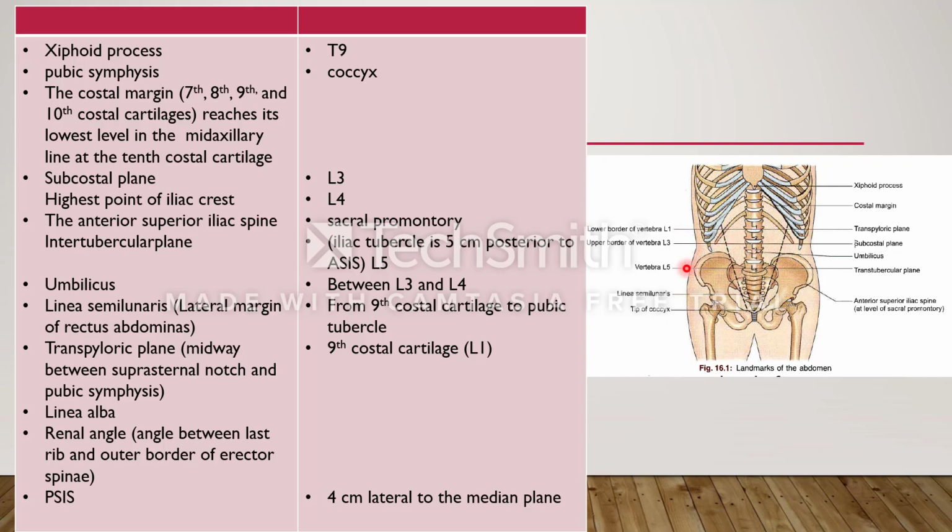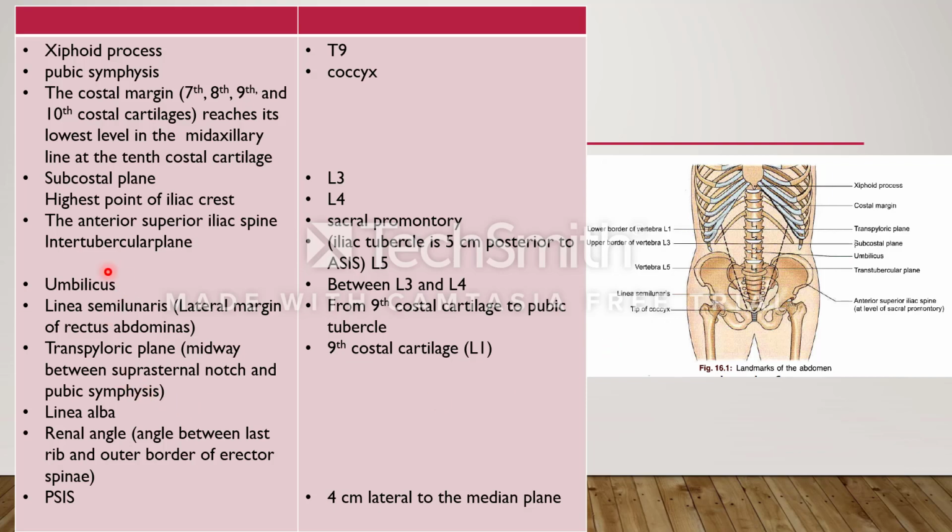Then this is the iliac crest, and there is the highest point of the iliac crest. The highest point of the iliac crest lies at the level of L4, that is the fourth lumbar vertebra. Then the anterior superior iliac spine. See here, these are the two anterior superior iliac spines. They lie at the level of the promontory. The promontory is the prominent anterior surface of the body of the sacrum.